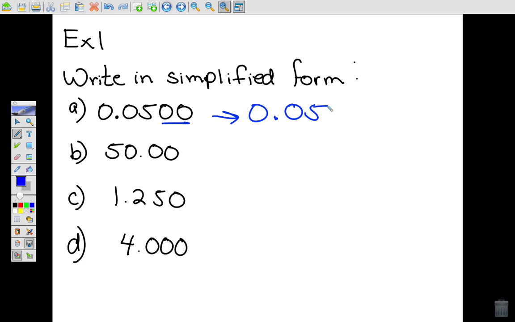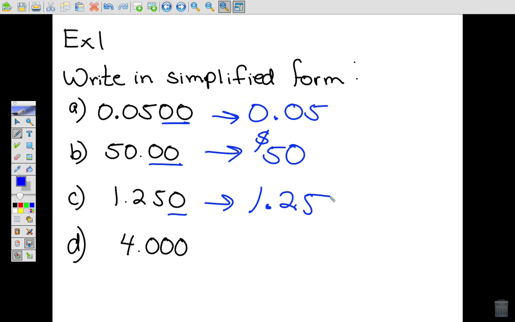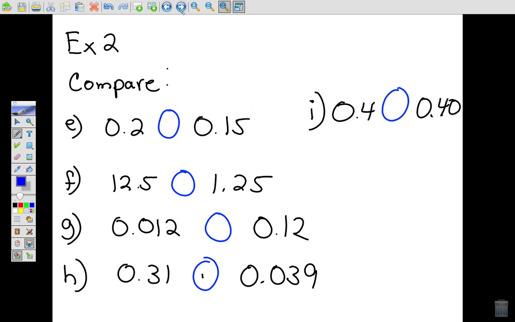Now in B, I don't need those. So 50.00, or maybe $50.00, is exactly the same thing as 50, or $50 if we were talking about money. In C, I don't need that 0 at the end. This would mean the same thing as 1.25. And finally, in D, it means the same thing as just 4. So 4.000 means exactly the same thing as 4. Zeros at the end of a decimal have no value.